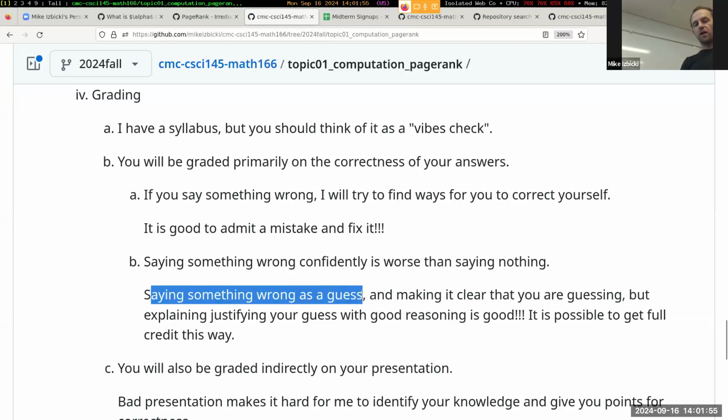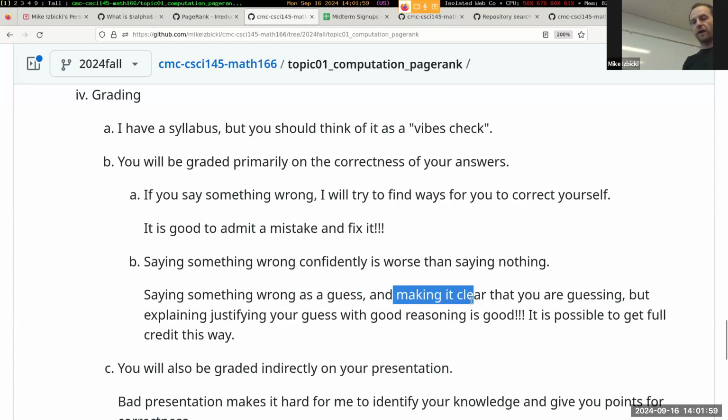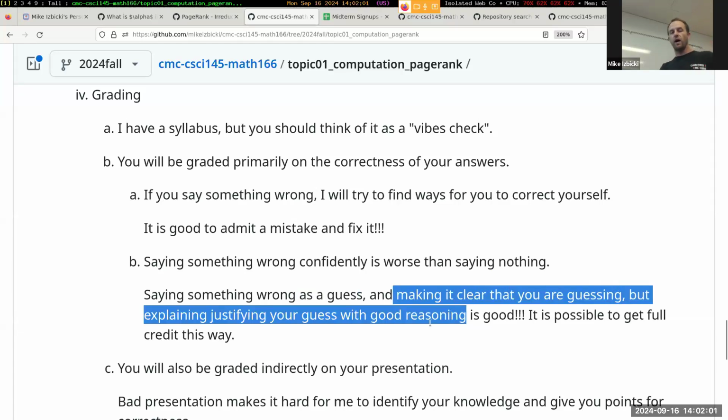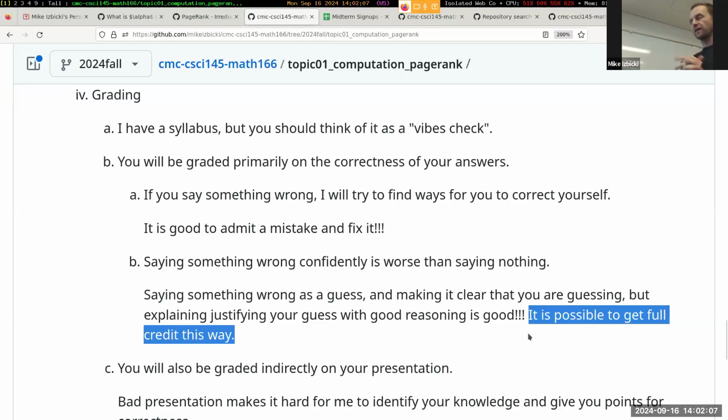If you do say something wrong, but you're explicitly telling me that you're guessing, that's a good thing, as long as you make it clear that you're guessing and explain why you think the justification is the way it is. And it's possible to get full credit on answers with a response that you're not 100% sure about, that you acknowledge as a guess, as long as you are providing good justifications for why that guess is the way it is.